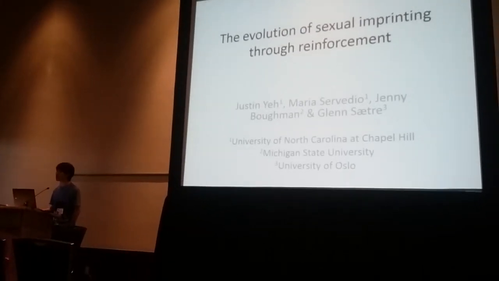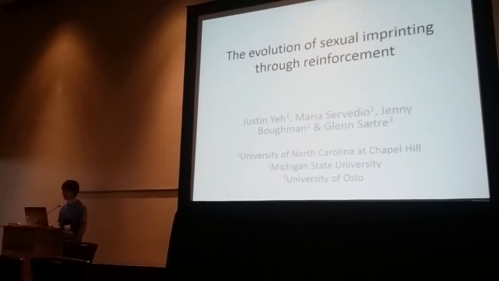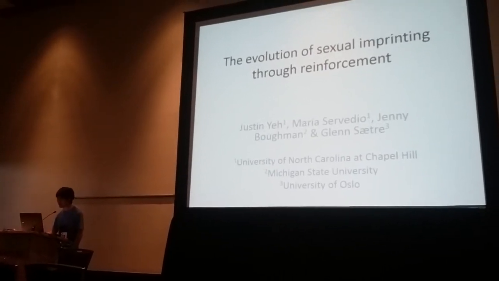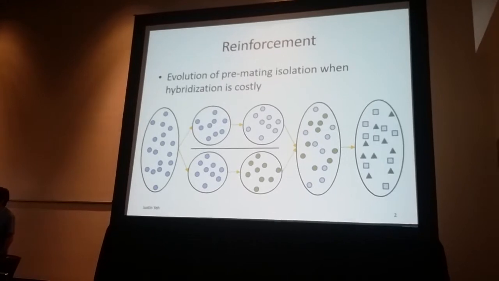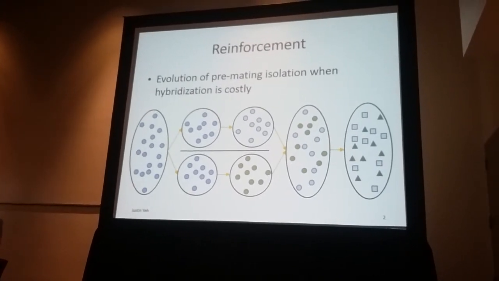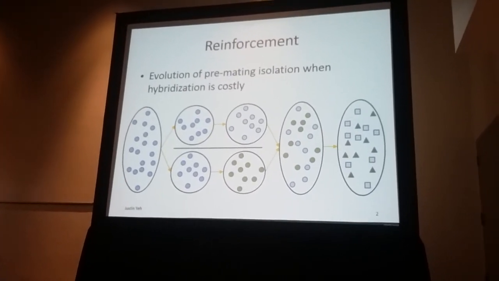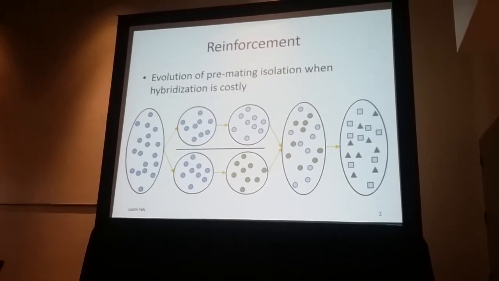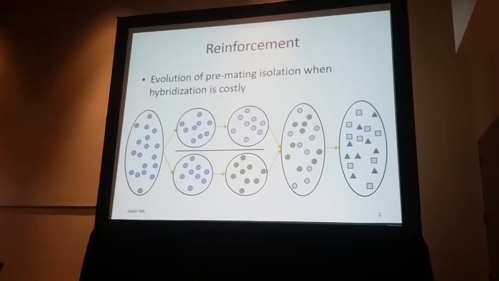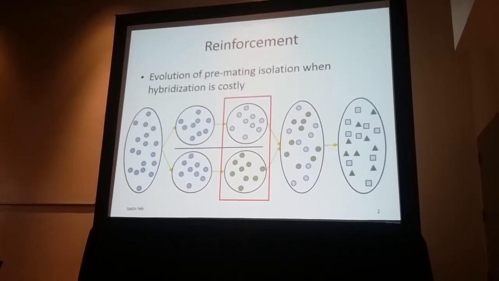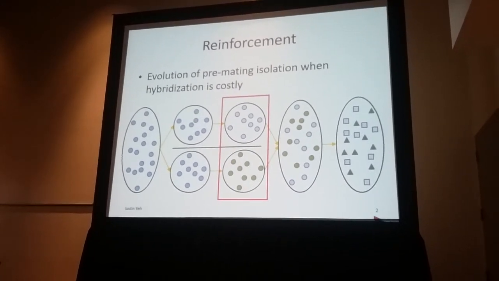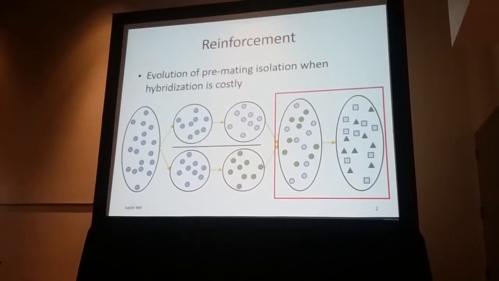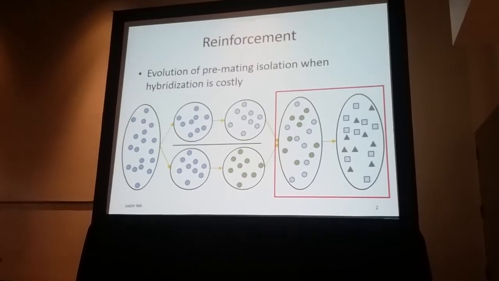I'm a graduate student in the Viability lab at UNC Chapel Hill, and today I'm going to talk about the evolution of sexual imprinting through reinforcement. So reinforcement is the evolution of pre-mating isolation when hybrids have reduced fitness, and it is an important mechanism in speciation because when you have allopatric populations with only partial post-zygotic isolation, reinforcement allows, upon secondary contact, the completion of speciation by evolving pre-mating isolation.